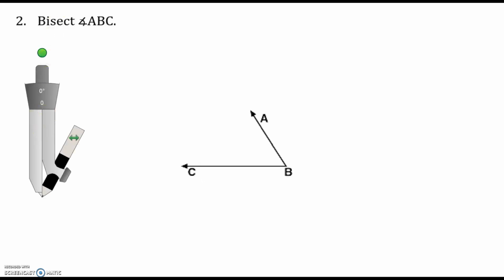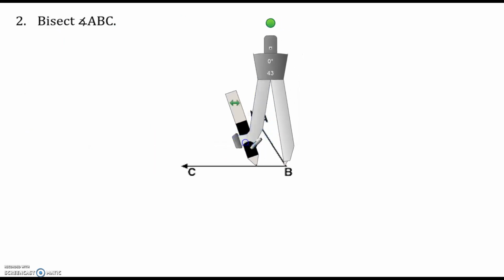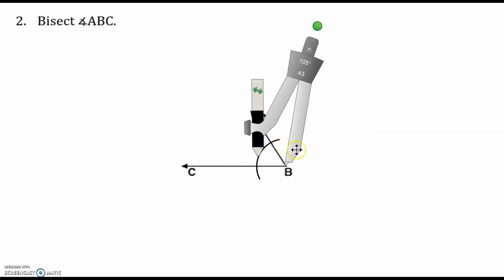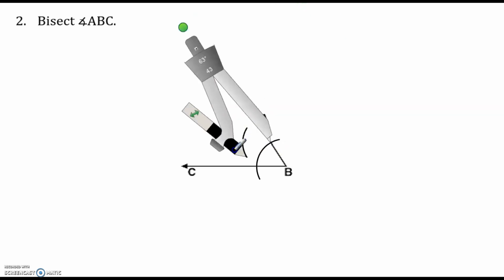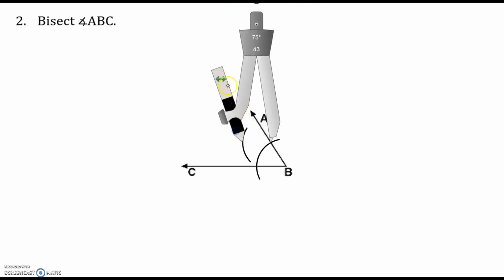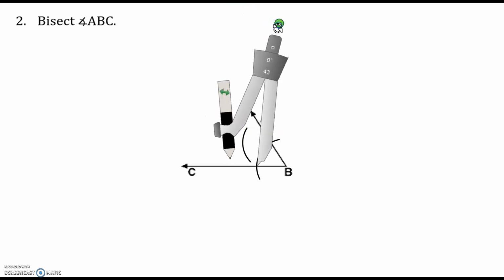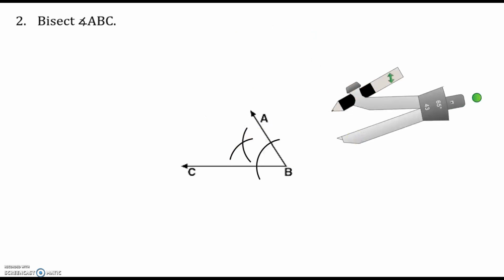Okay, so for this one, same concept. We are going to begin by putting an arc through the angle so that it crosses the two sides of the angle. And then we're going to move our compass to one of those intersections, and we're going to draw an arc on the interior of the angle. And then we'll move our compass to the other intersection and draw another arc. And where the second and third cross is going to be what I connect to my vertex to bisect the angle.